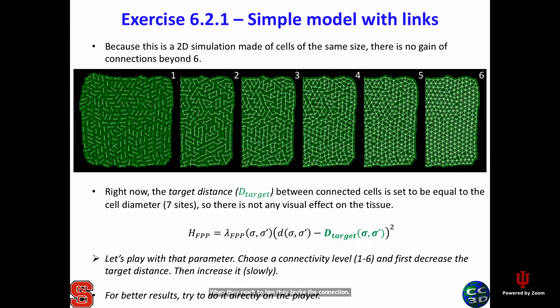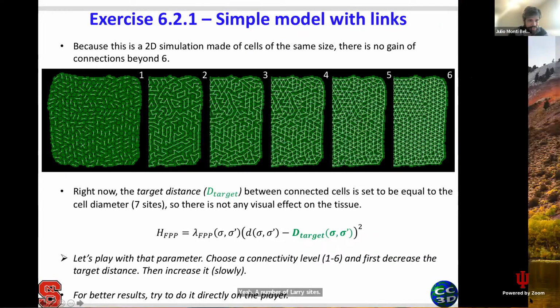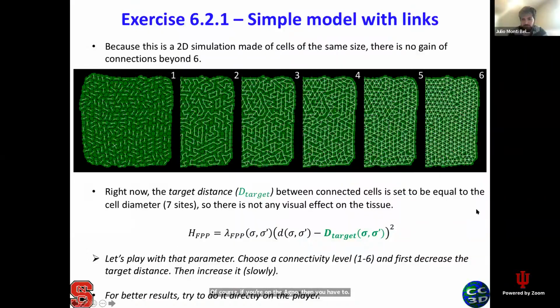So the distance is also a number of voxels, right? Yeah, a number of lattice sites. Of course, if you are on a diagonal, then you have to account for that. Yeah, things like this start to happen.